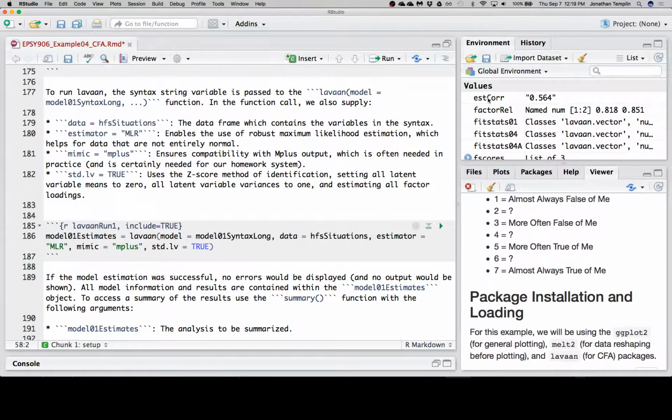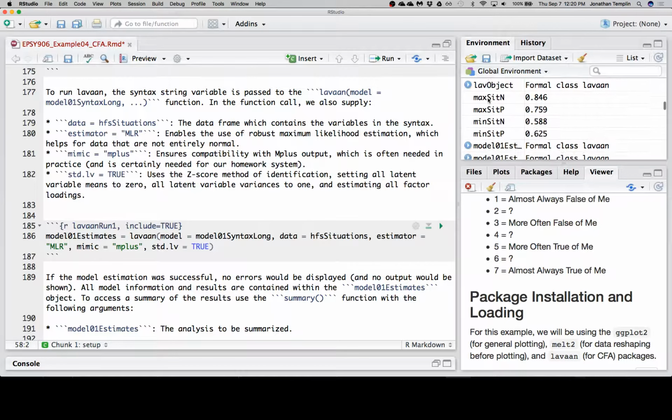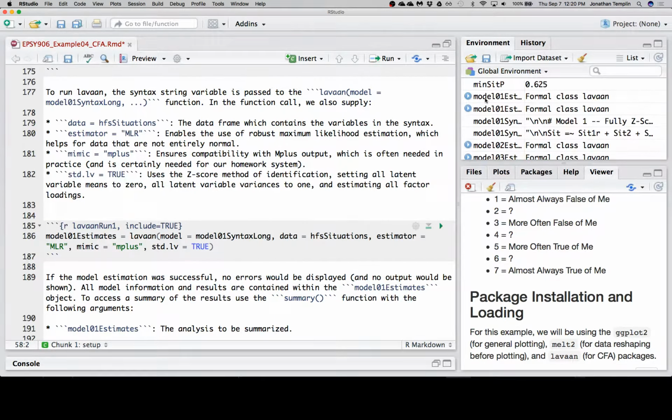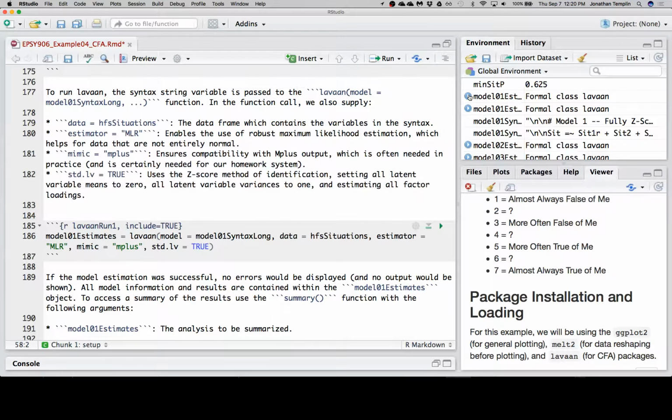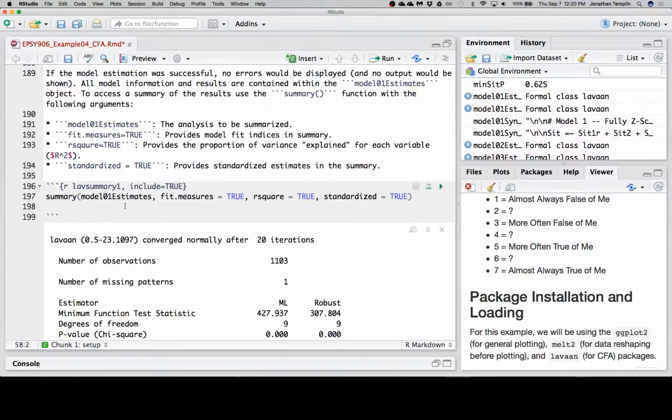When you do run that, if you take a look over at the environment, and remember in RStudio, the environment talks about all your variables, and Model 01 estimates is there, and it says formal class lavaan. That's a type of object in the R system. It's an S4 object that contains stuff. You don't need to know that. What you need to know is how do I get my numbers out of it? And that's with the summary function, right down here. So you get your result, it works, hooray, everybody's happy.